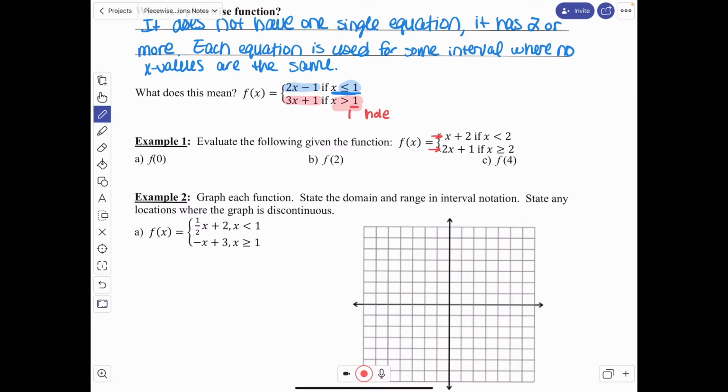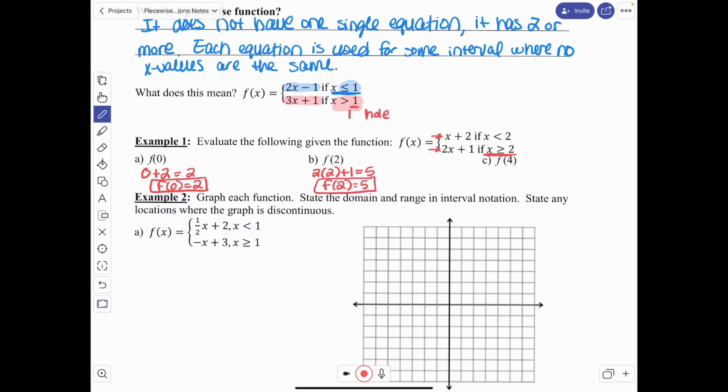Okay, so for the first one, we do f of 0. Since 0 is less than 2, we're going to plug it into the top one. So we will do 0 plus 2, which is 2. So we would say f of 0 equals 2. All right, so for B, it is 2. Well, for that one, it meets this requirement because 2 is equal to 2. So we do 2 times 2 plus 1. So that's 4 plus 1, which is 5. So f of 2 equals 5.